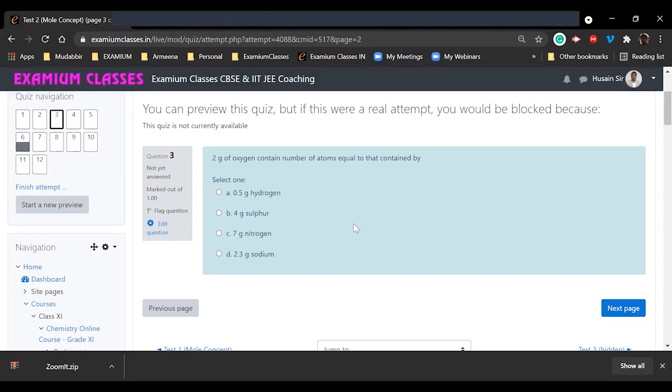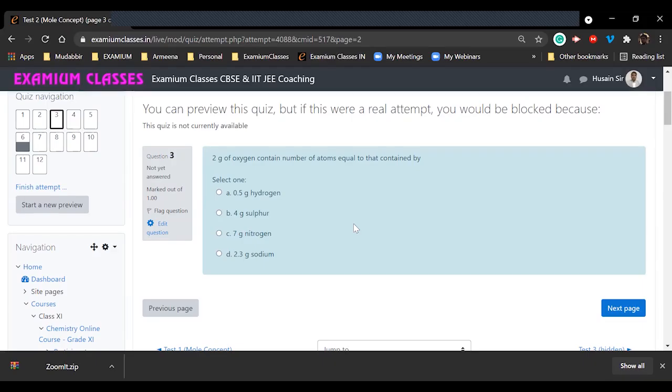Answer is 4 gram sulfur. Yes, correct. 4 by 32 gives us NA by 8. In such cases, if you see the question and think smartly, you don't need to do all the calculations. As I said, 6.022 into 10 power 23 divided by 8, you don't need to do that. Rather than calculating, we'll just represent the Avogadro number by NA and see the fraction to be the same.